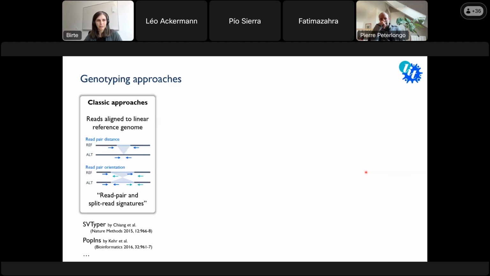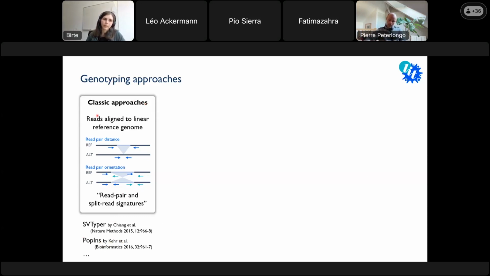The first type is the classic approaches that use the reads aligned to a linear reference genome. One such program is, for example, SVtyper, which is not published as a standalone tool in Nature Methods, but is just part of a pipeline, and somewhere deep in the methods the SVtyper tool is described. People have been using SVtyper a lot in many papers, so this is why I'm mentioning it here, and this classic approach has also been implemented in many other tools, including one of my own tools.